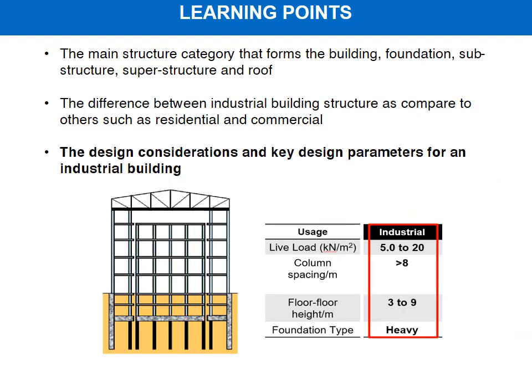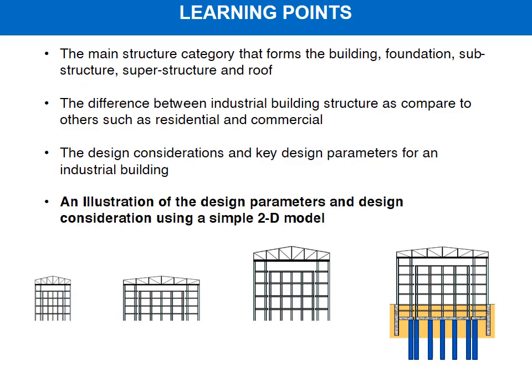We further examined each of these key design parameters, with some examples of how these parameters affect the activities of different industry sectors. We further illustrated the necessary design considerations and the importance of establishing the right design parameters for industrial building. And, lastly, with the basic understanding of the design considerations and design parameters, we carried out a simple design illustration using a 2D structure model.